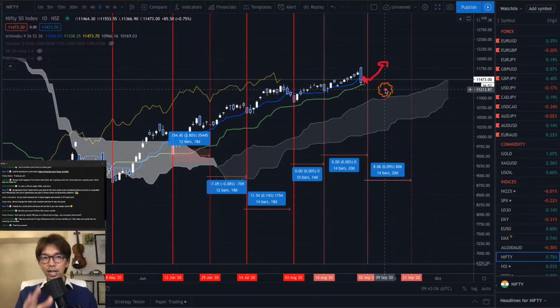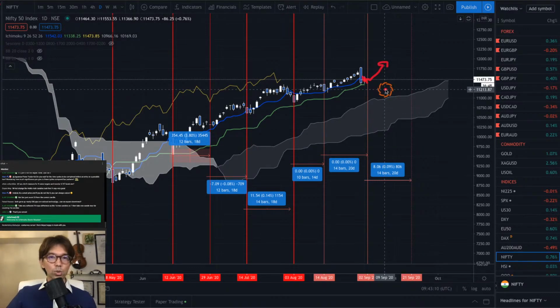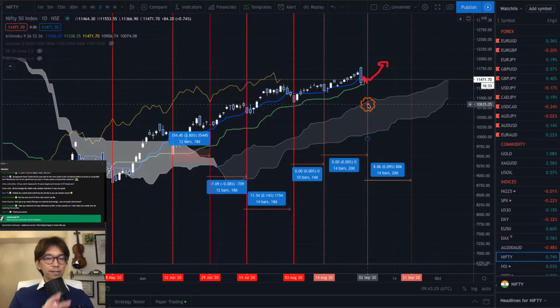So I will take a close look at lower time frames in this kind of situation to see which day is going to be valid. This is just for a reference, and this is not 100%, of course. 2nd September is just a reference.